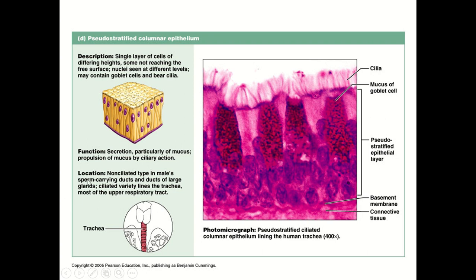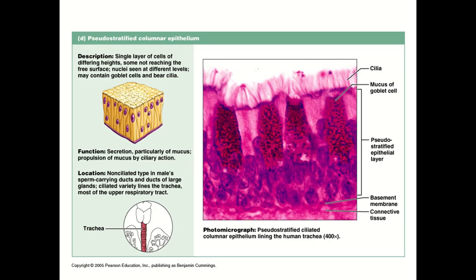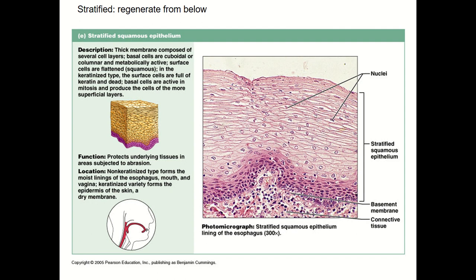As for location, the non-ciliated pseudostratified columnar epithelium can be found in the male sperm-carrying duct or the ducts of large glands. Meanwhile, the ciliated type of pseudostratified columnar epithelium makes up the lining of the trachea and mostly the upper respiratory tract. And next, we have stratified squamous epithelium.